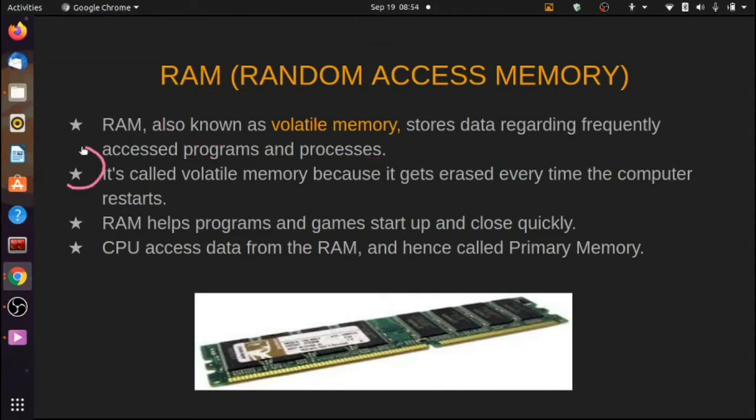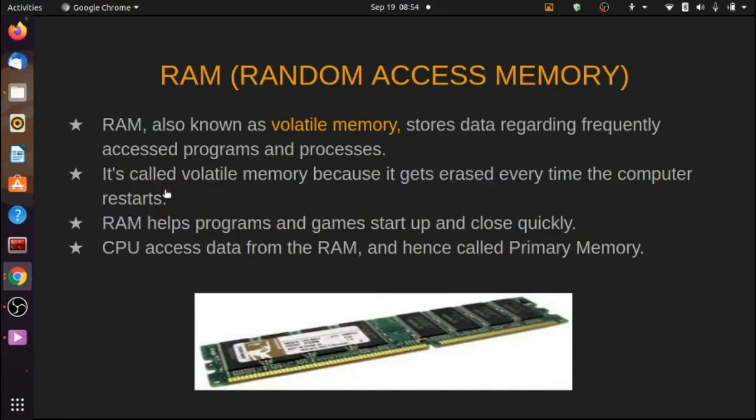The next point tells us why RAM is called a volatile memory. It's because the data held by it gets erased every time the computer restarts. Now, what do you mean by that?